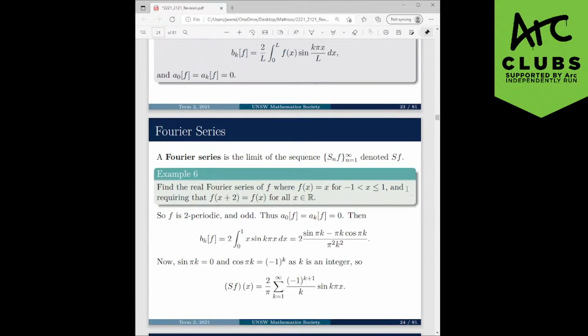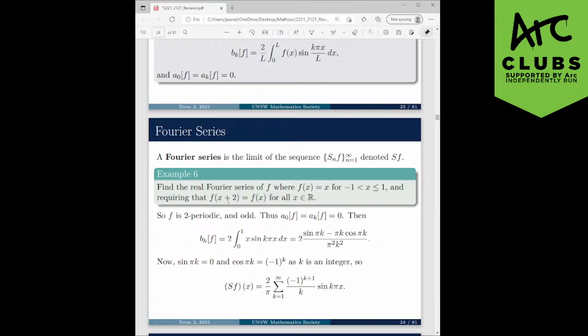And let's try out a nice question. Find the real Fourier series of f, where f of x is equal to x for -1 less than x less than or equal to 1, and requiring that f of x plus 2 is equal to f of x. So your f here in this scenario, you see it's 2 periodic, which means it repeats every 2, and that's just being picked up from the condition that f of x plus 2 is equal to f of x. So as x increases by 2, it just goes back to the same function value.